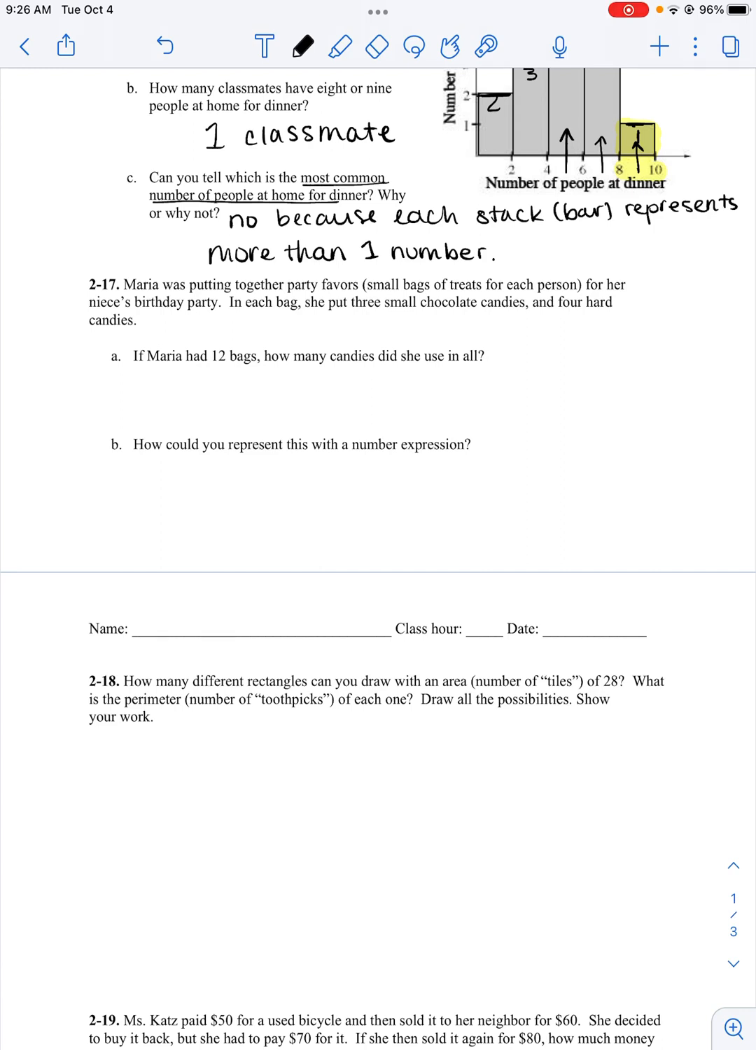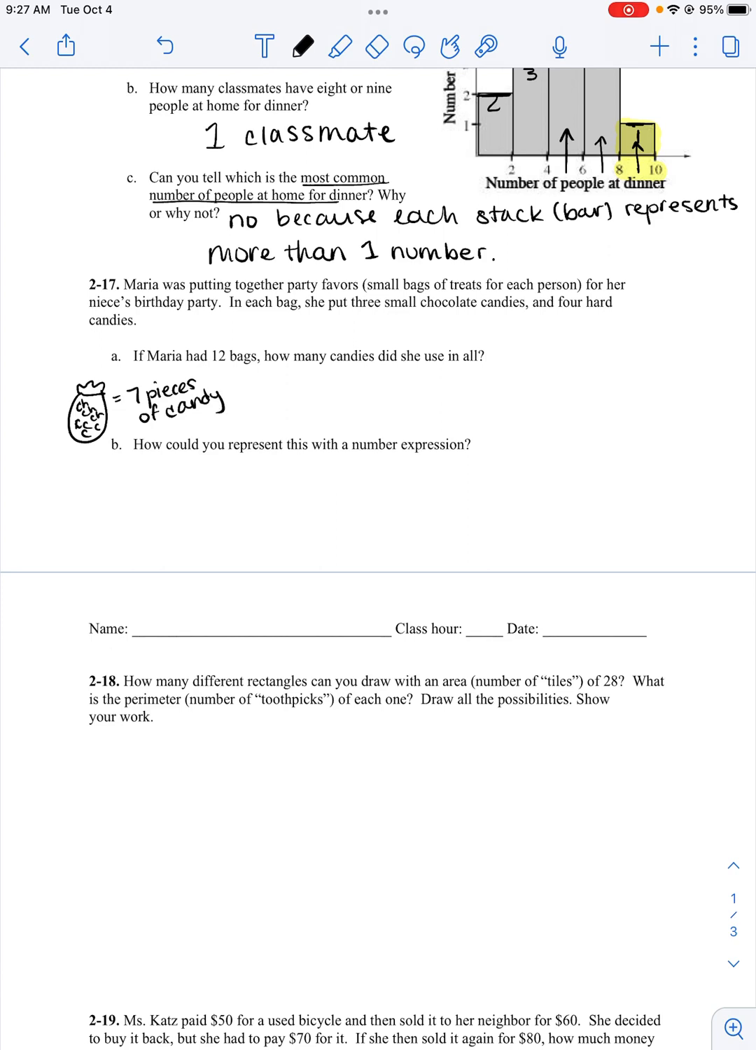Okay. Problem 17, Maria is putting together party favors, small bags of treats for each person for her niece's birthday party. In each bag, she put 3 chocolate candies and 4 hard candies. So I like to draw a picture. So each bag has 3 small chocolate candies. So I'm going to do CH for chocolate, and 4 hard candies. And I'm going to use C for candy. Okay, so each bag has 7 pieces of candy.